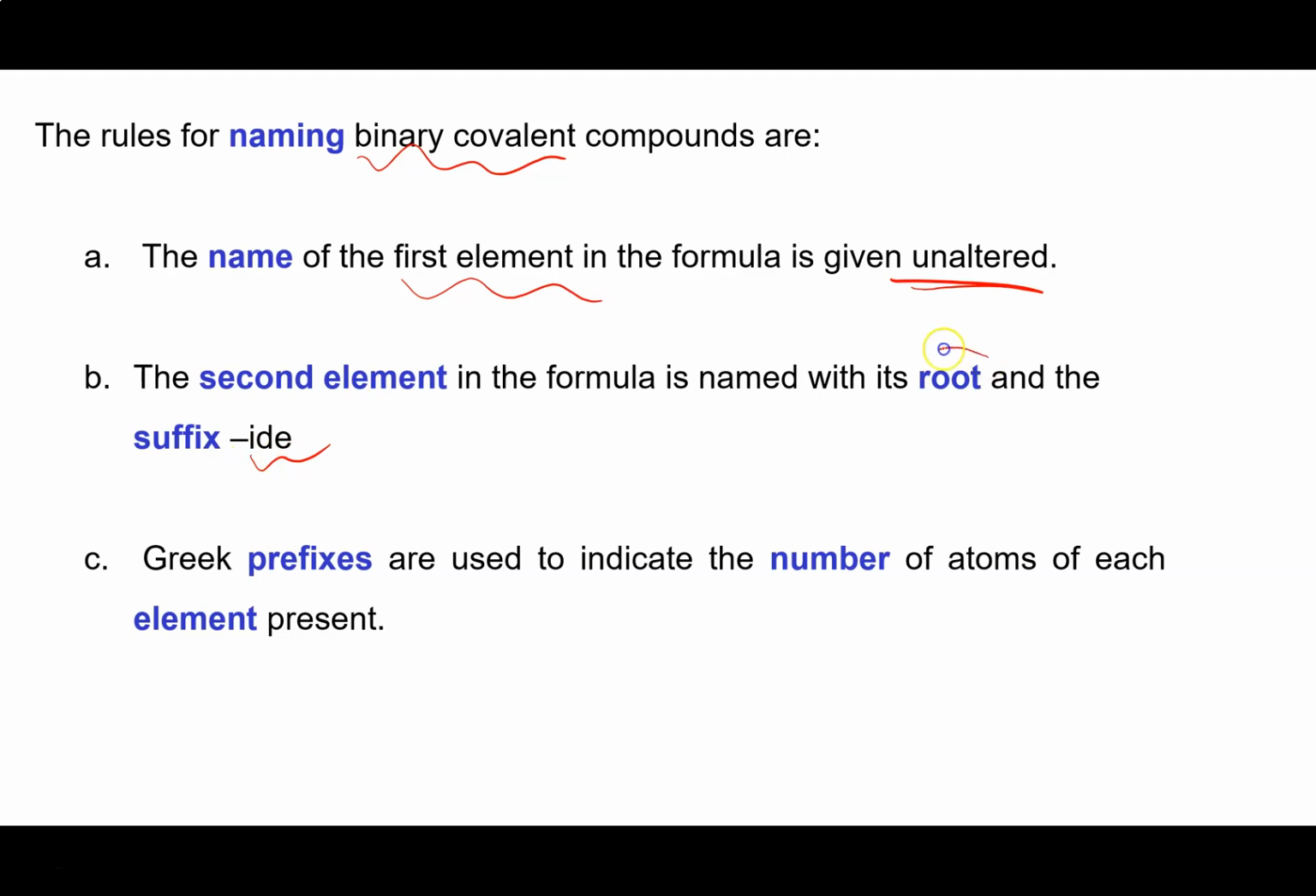And remember, there's a table of these. These are sometimes called stem names or sometimes called root names. But there's a table of those stem names, so you can always look that up in your book. Okay, and then there's a third step. Greek prefixes are used to indicate the number of atoms of each element. So we should review the Greek prefixes.